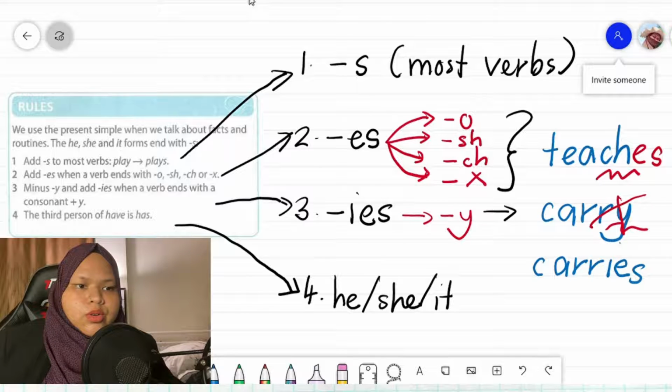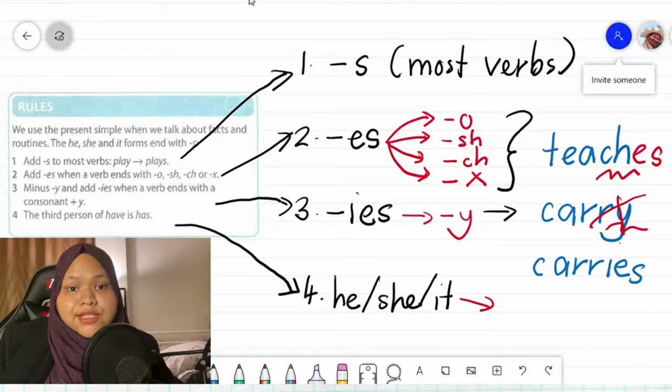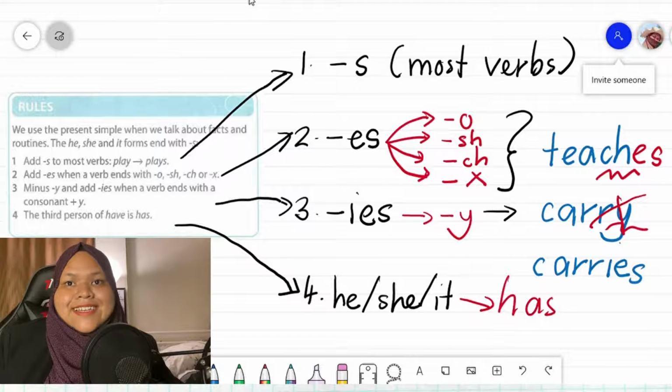Okay, so kalau kita nak check balik he, she, it ni kuat ke lemah? It's lemah, right? Dia lemah. So verb dia mesti ada S. So jadilah has. Okay.